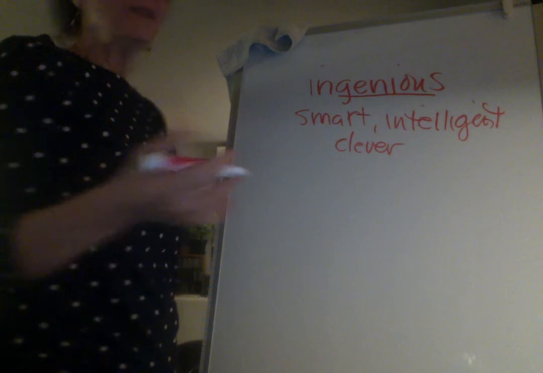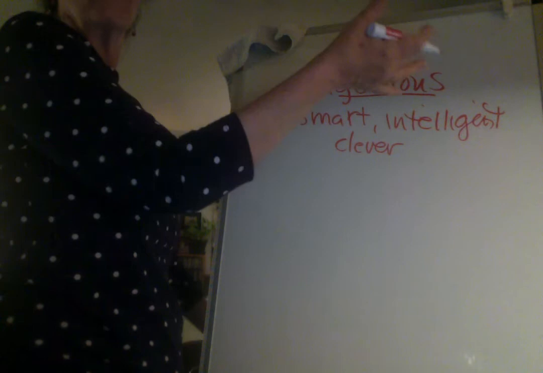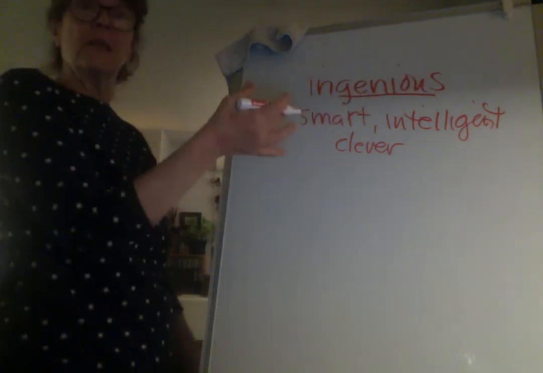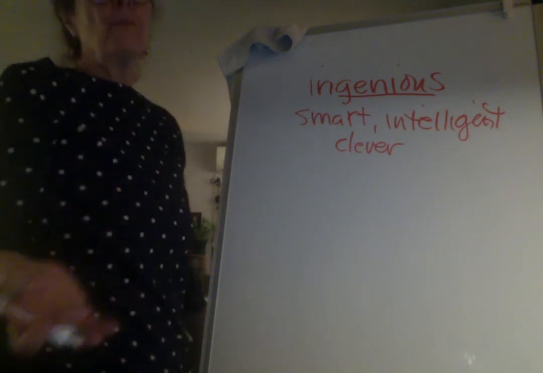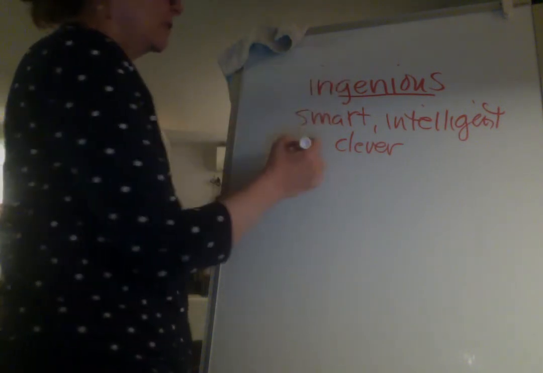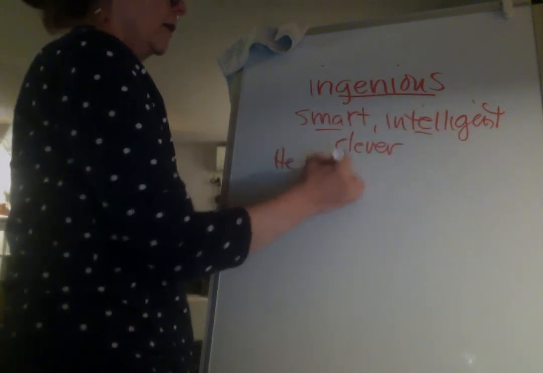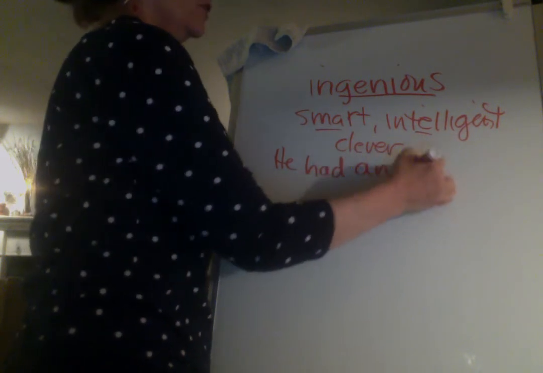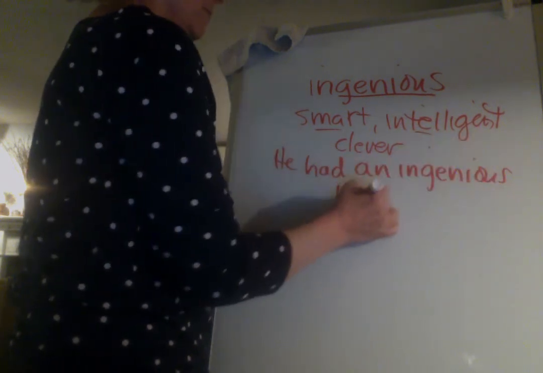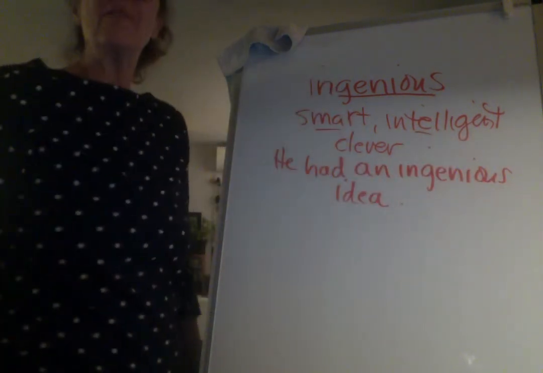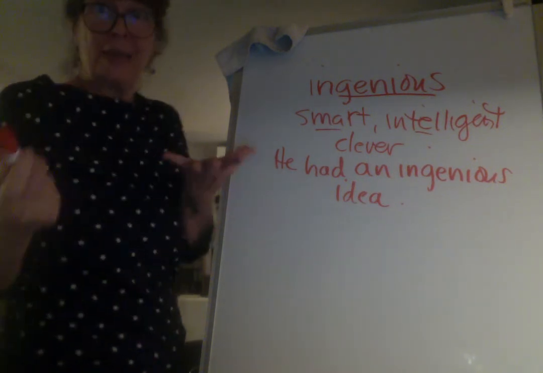Because we see that word in there, it reminds us of smart, intelligent, clever, so that might make us think this word has something to do with being smart or clever. And that would be a pretty good guess, because ingenious means smart or clever. Like, he had an ingenious idea. He had a very smart, very clever, very intelligent idea.